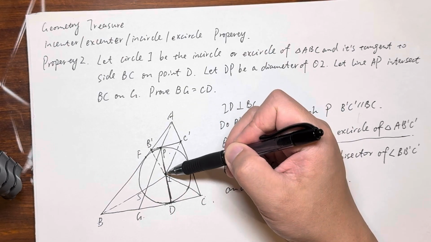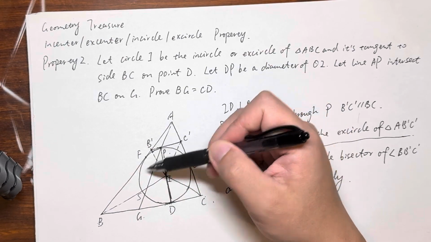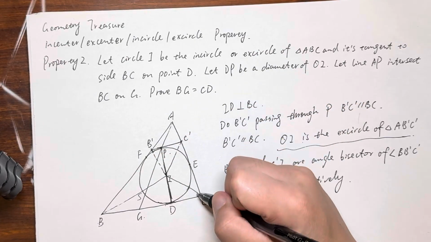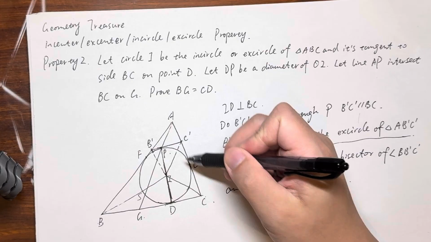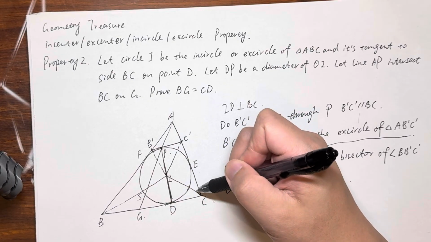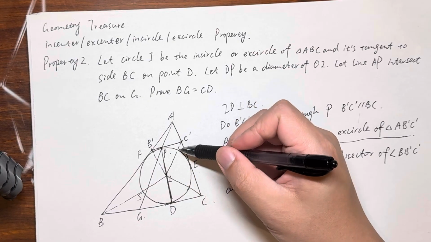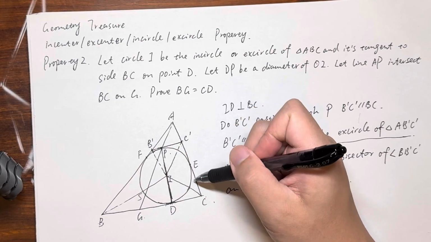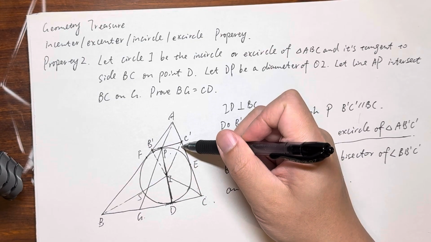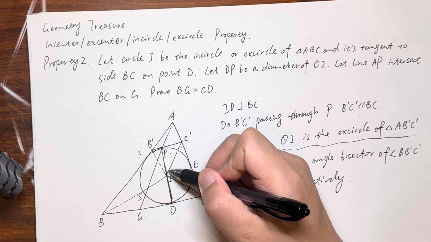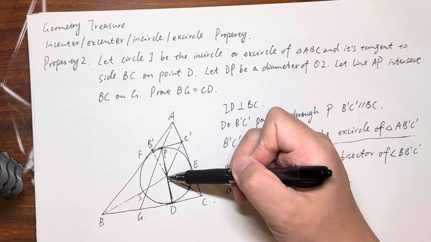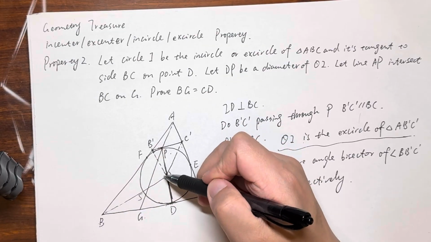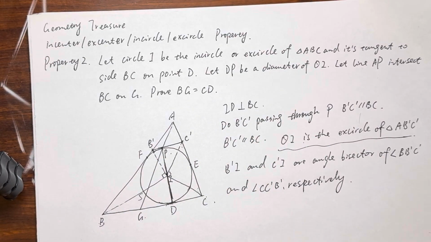So that means B prime I and C prime I are the angle bisectors of this angle and this angle, which means this one equals this one. And this angle is half of it, and this angle is half of this one. That means the sum of these two is 90 degrees, which means this is 90 degrees. So the triangle C prime IC is a right triangle, and the triangle B prime IB is a right triangle.